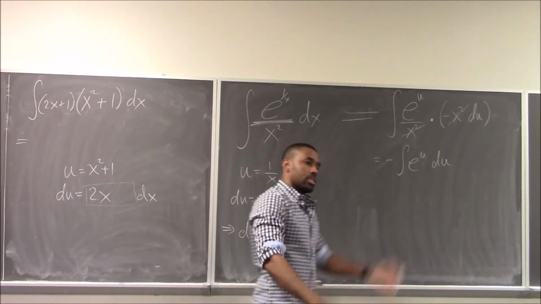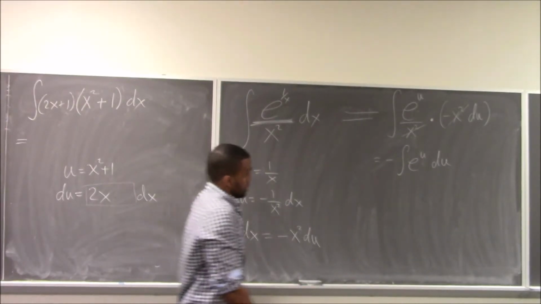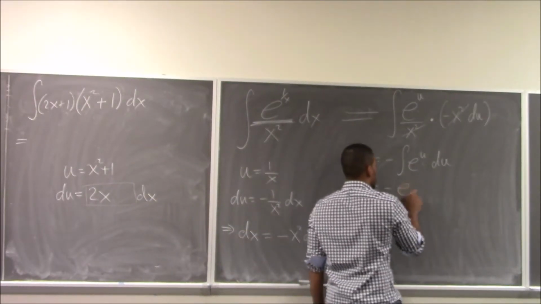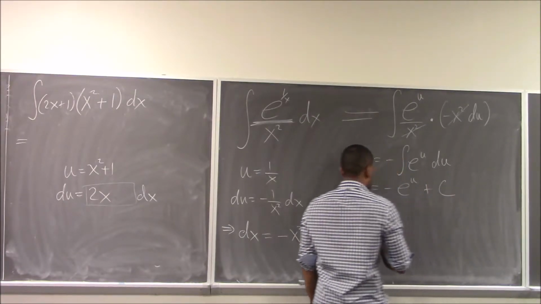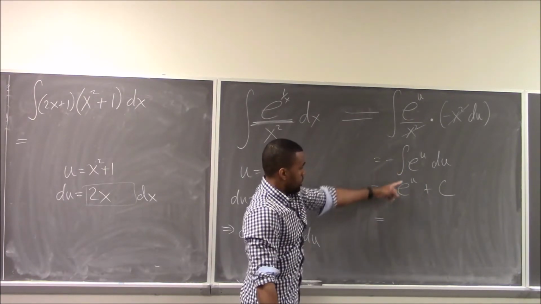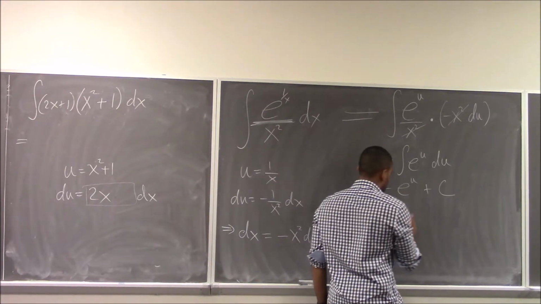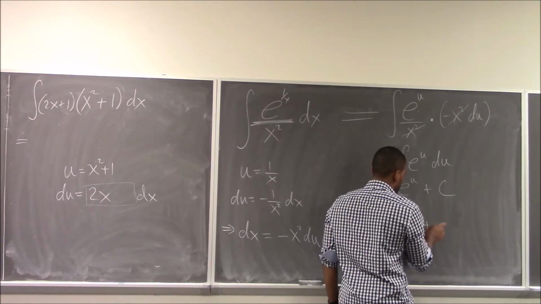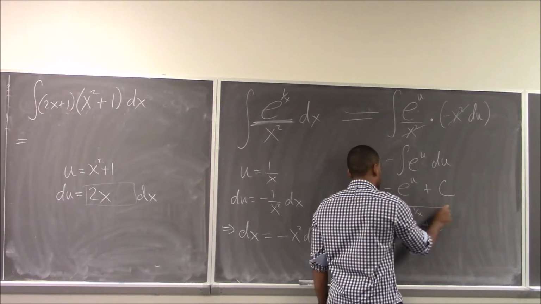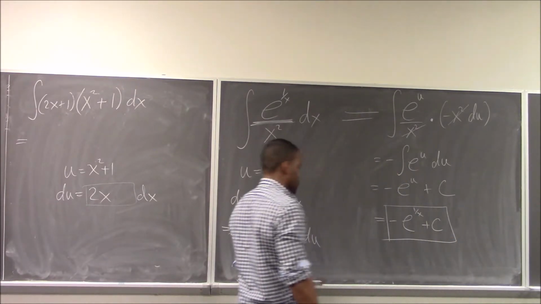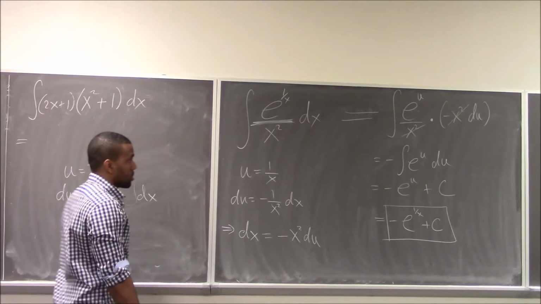And oh look, it's a very simple integral. I have a rule for that. The antiderivative of e to the u is just e to the u. And so now I just replace the u with what it is. It's 1 over x. And that's it.